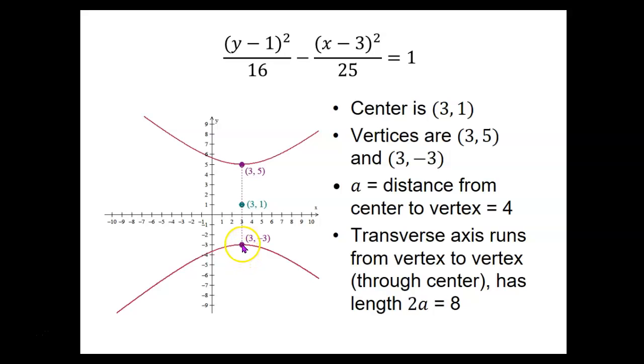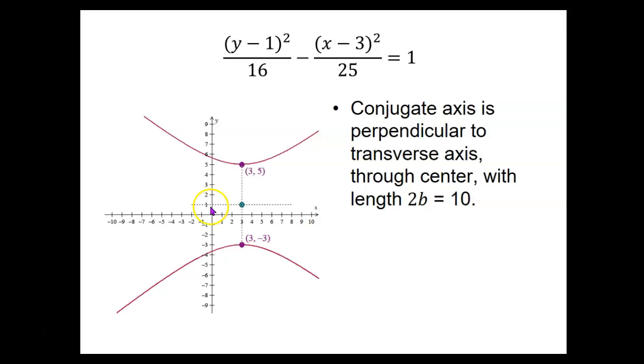And if we draw a line connecting those two vertices, that's called the transverse axis of the hyperbola. So it goes across, it transverses or goes across this no man's land in between the branches, from one vertex through the center to the other vertex. So the total length of that transverse axis is 2 times a, which for this particular hyperbola is 8.